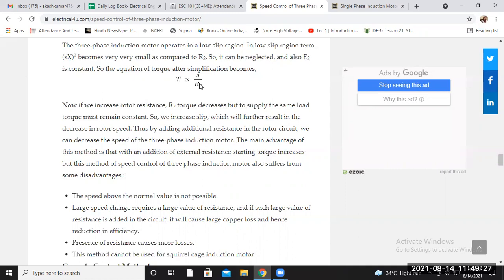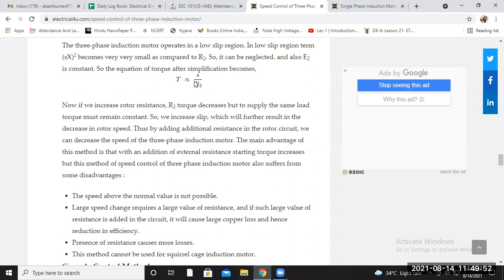Let us once again discuss this concept. The torque is directly proportional to slip upon R2. As R2 increases, the torque will decrease. But for the same load, if you want to maintain the value of the torque constant while increasing the resistance, the slip should be increased, or vice versa.